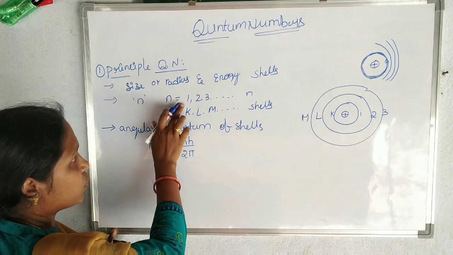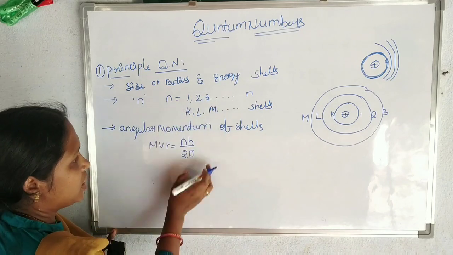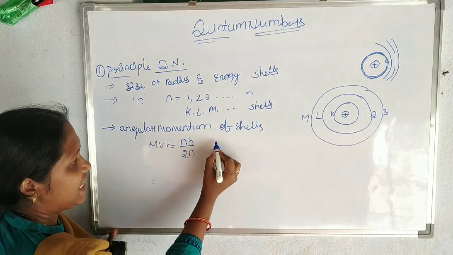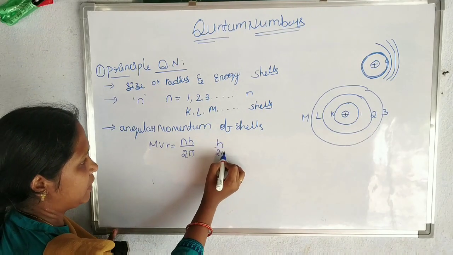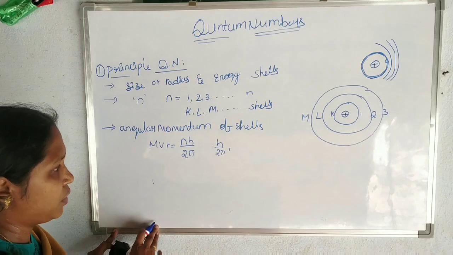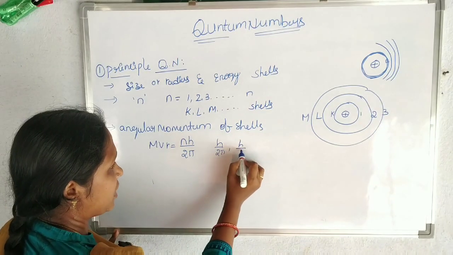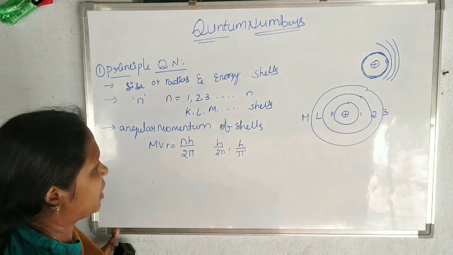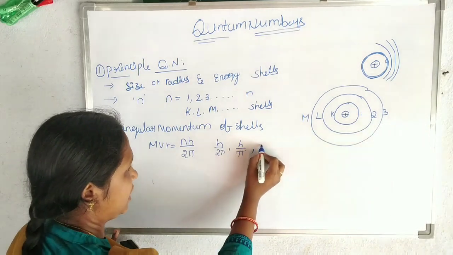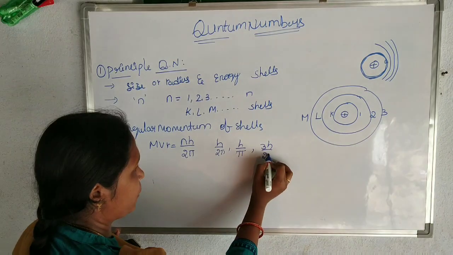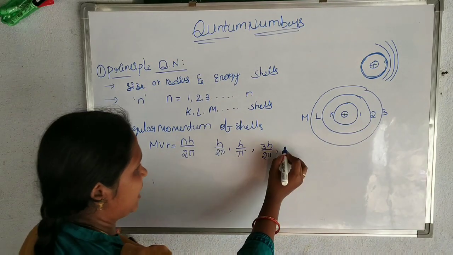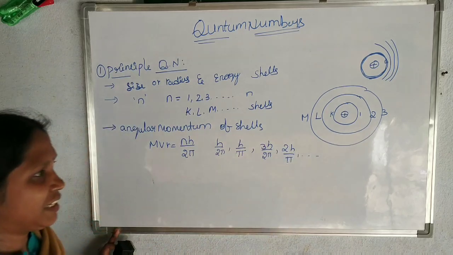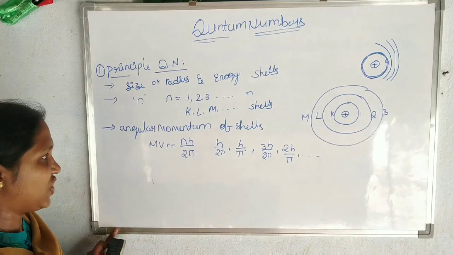Already we know n is equal to 1, 2, 3, and so on. Substitute the n value and write down the angular momentum for the shells. For the first shell, that is h by 2 pi. If an electron is present in the second shell, it has an angular momentum of h by pi. If it is in the third shell, it has 3h by 2 pi. If it is in the fourth shell, it has 2h by pi. Like that, we get the angular momentum of the shells.